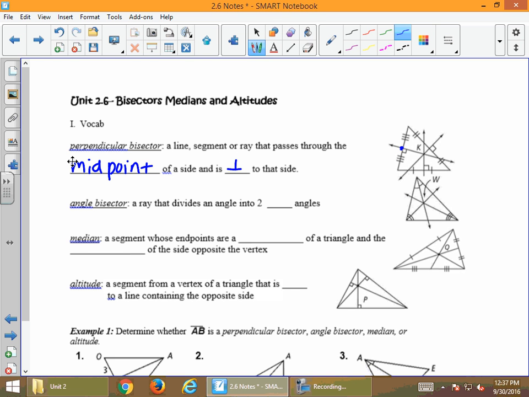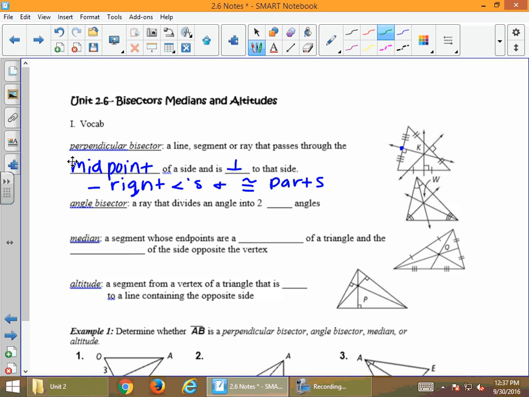Okay? What you're going to be asked to do, you're going to be given something like this, and you have to identify what you have. The things to look for: you're looking for right angles and congruent parts. If it has those two things, then it's a perpendicular bisector. Okay. So, right angles and congruent parts.